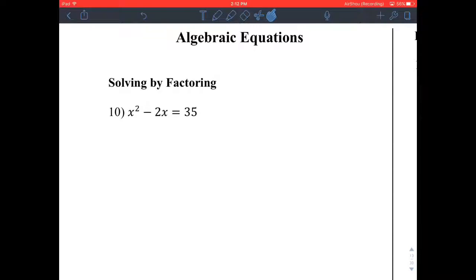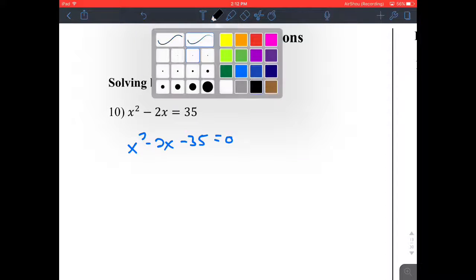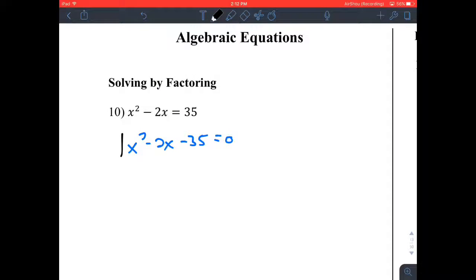Algebraic equations we're going to solve by factoring. To do that, you want to get all the terms on the same side of the equation so that it's equal to 0. Then you want to try to factor it. If it's a trinomial, 3 terms, and your leading coefficient is a 1, which it is in this case, this is the easy type to factor. It just goes right into 2 binomials.